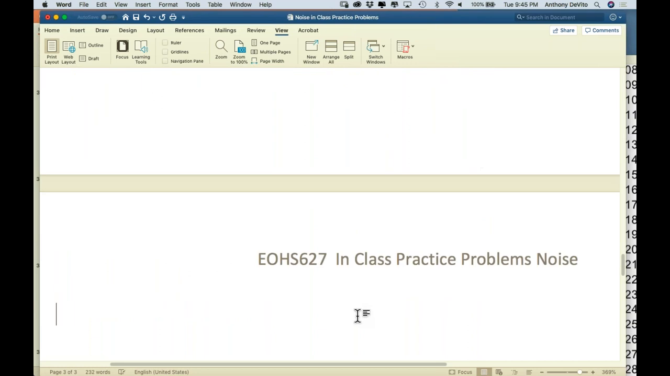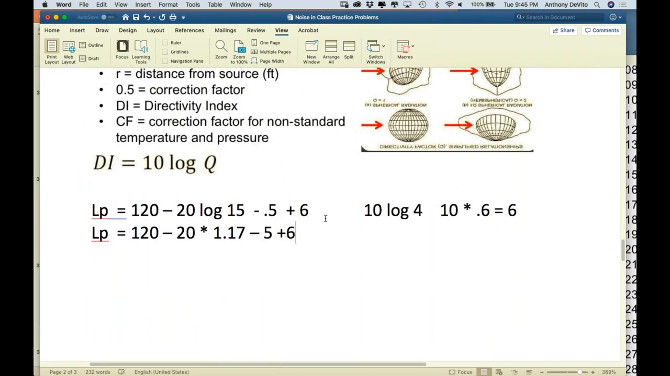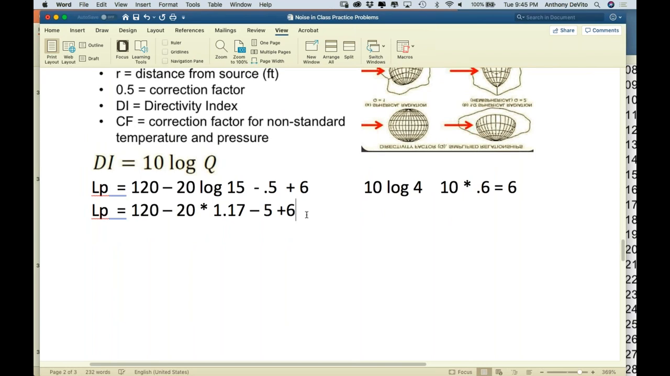Okay, so, oh, why is this giving me such a hard time? Oh, must be out of room there. I want one more space here. LP is equal to 120 minus, what is 20 times 1.17? 23.4. Minus 0.5 and plus 6 comes out to plus 5.5. Okay, so what is minus 23.4 and plus 5.5?